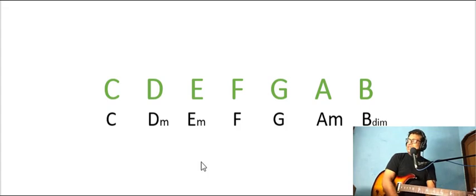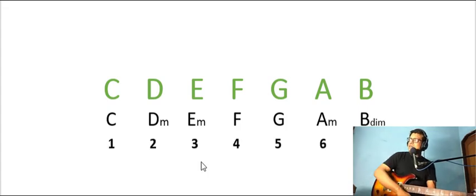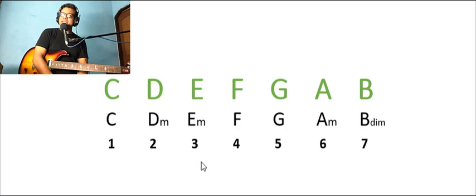So basically, if someone tells you, hey, can you play the third and the fourth and the fifth and the one in the key of C major? You need to play the third, which is the E minor, the fourth is the F major, the fifth is the G major, and the root is the C major. That's all you need to play.